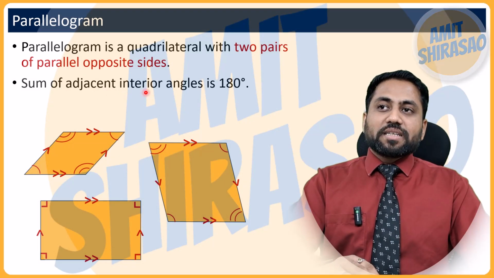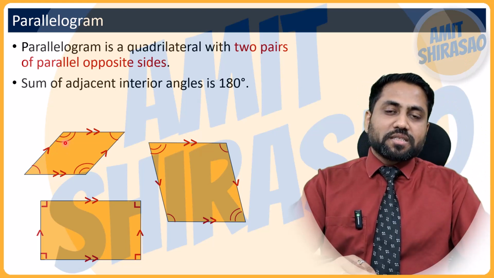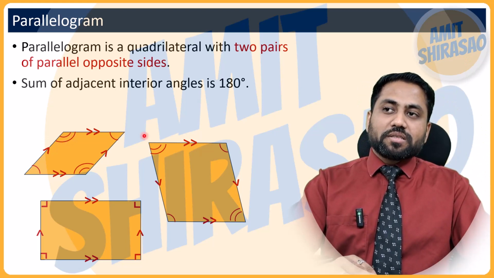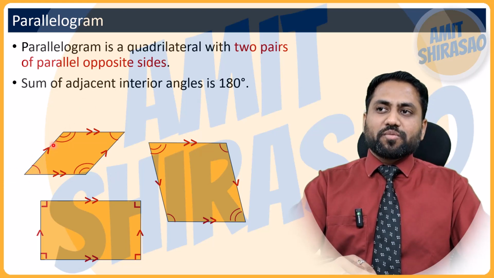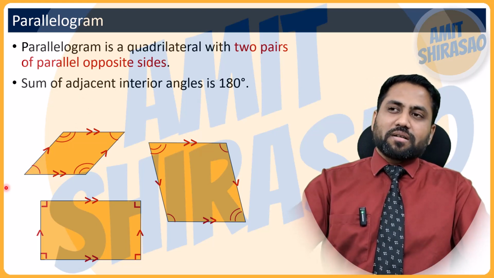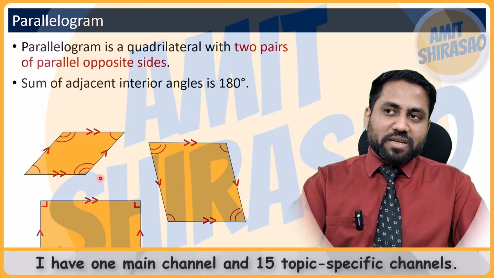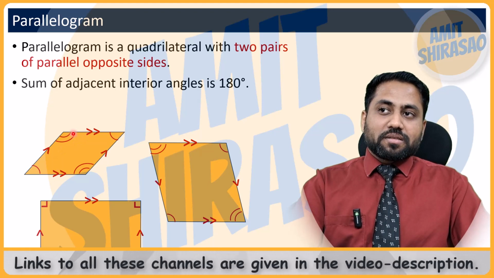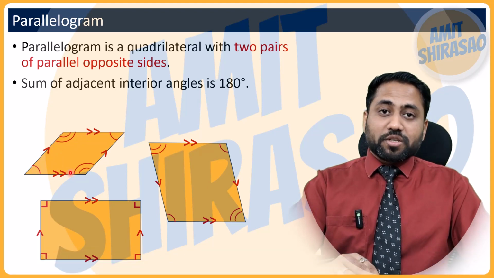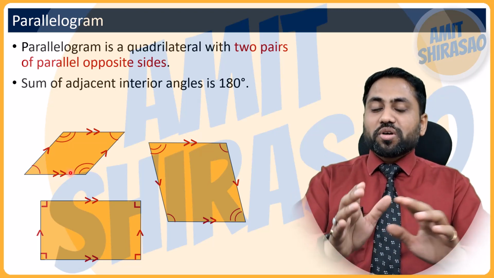Then the sum of adjacent interior angles is 180 degrees. That is the reason why I told you about adjacent interior angles. Adjacent interior angles mean what? Imagine that these two are parallel lines, and this is the line cutting them. What is it called? Transversal. So suppose this is the transversal and these are the parallel lines. Then this angle and this angle are interior angles, right? And they are adjacent to each other, but you cannot call them adjacent angles, so you have to call them by some other name. So you call them co-interior angles.